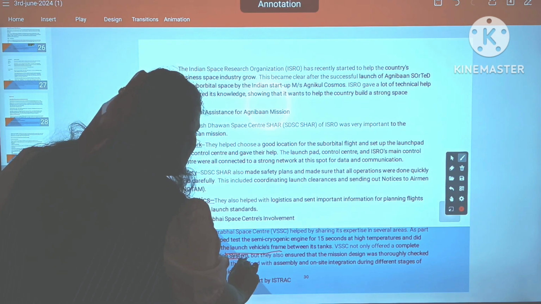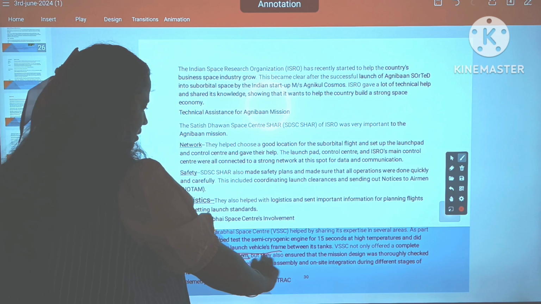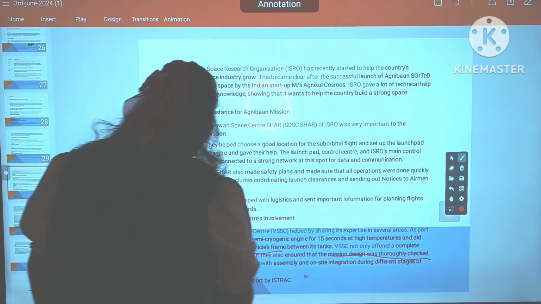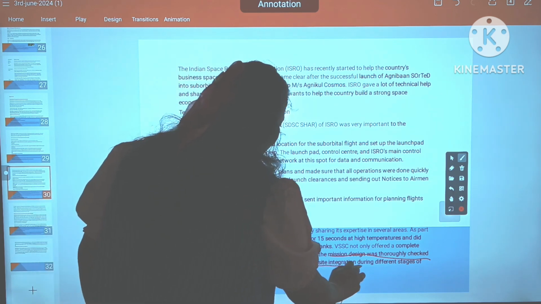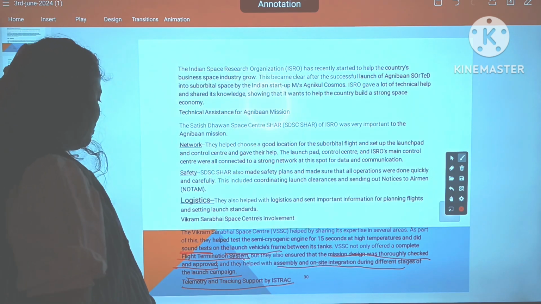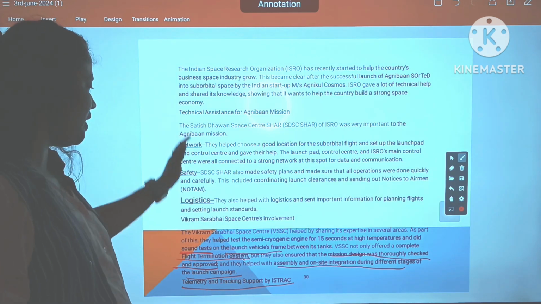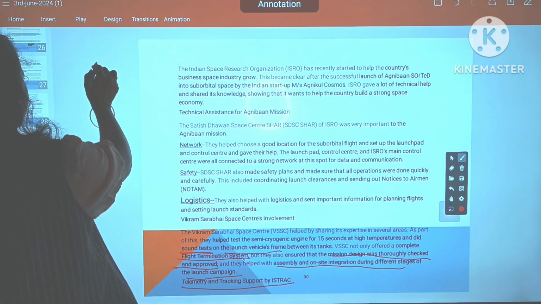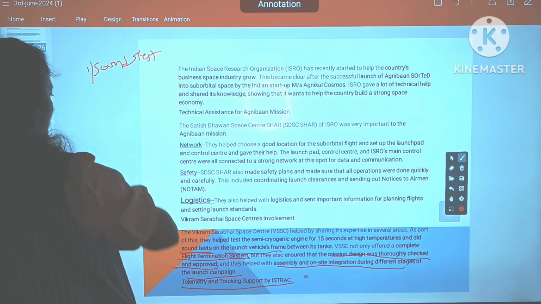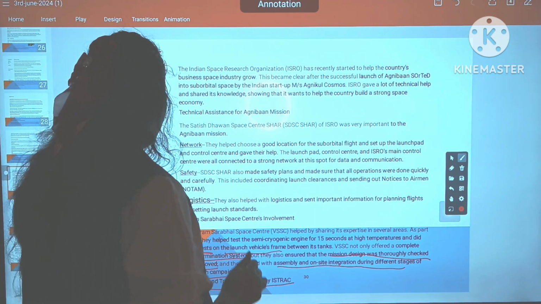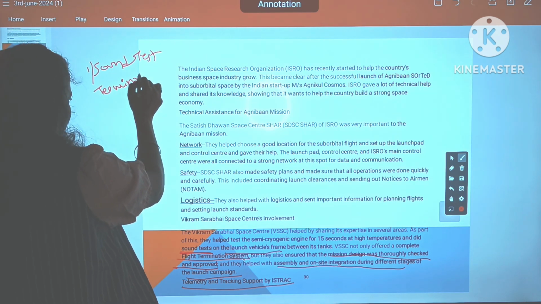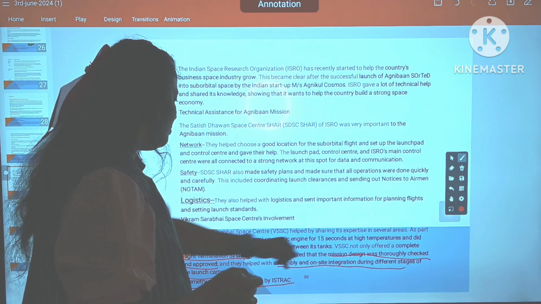Okay, flight termination system. Not only offering complete flight termination, it ensured mission design was thoroughly checked and approved. Assembly, on-site integration, stages of launch campaign, telemetry tracking support. So you can remember all these. First point is sound test. And second point is flight termination system, how to terminate. And then mission design.